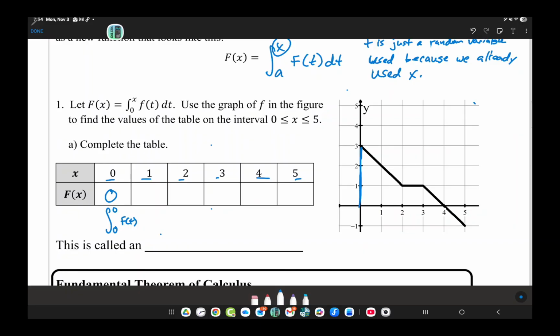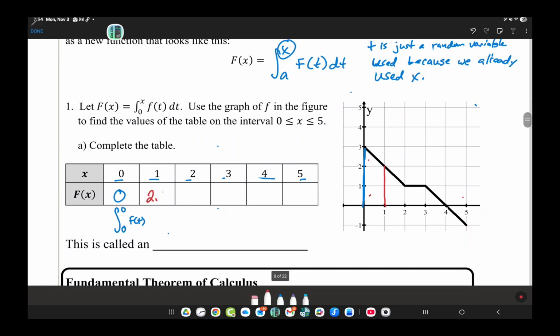Now, if we go to 1, that will be from here to here, and we can just count the number of squares. So we have 1, 2, and a half. So 2.5. If we go from 0 to 2, we are adding in this little section, so we're adding another 1.5. That gives us 4. We go to 3, that gives us this section, adding another 1. Go to 4, it gives us this section, gives us 5.5, adding another half. And then down here, this is a negative value because it's below the x-axis. We're taking away half, so back to 5.